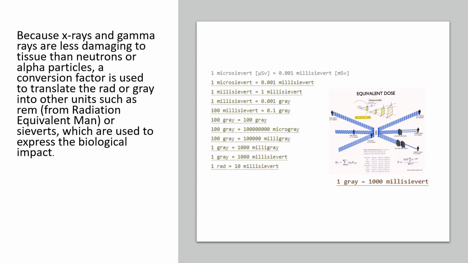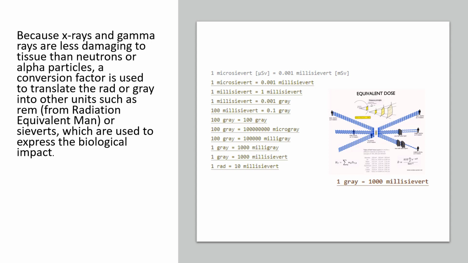Basically, we used to use the term RAD, meaning radiation absorbed dose. Today, we now use the term gray, which is the absorbed dose that we get under the Systems International or the metric system as compared to the traditional system, and 100 grays equals 1 rad.